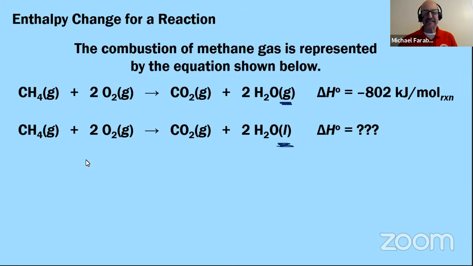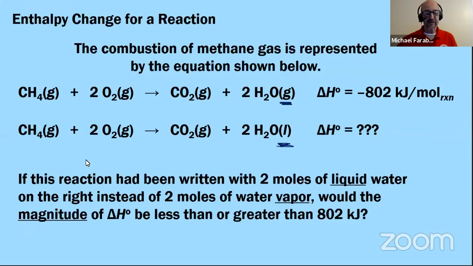So would we get a different value of delta H if we had used liquid water in this experiment as a product instead of water vapor? If this reaction had been written with 2 moles of liquid water on the right instead of 2 moles of water vapor, would the magnitude of delta H be less than or greater than 802 kilojoules? Again, the magnitude. So I'll give you a moment to think about that. And if you need to pause the video, feel free to do that.